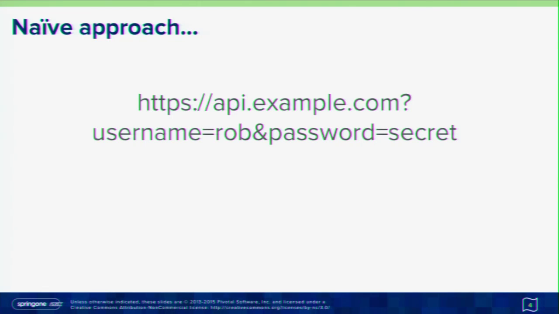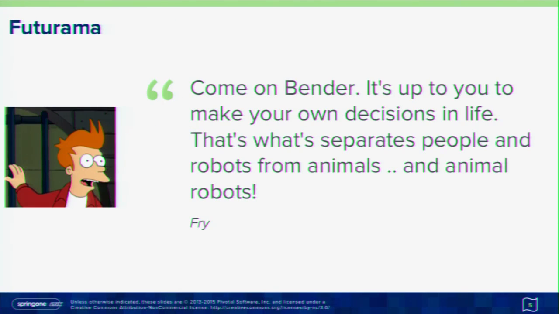"Yep." And Fry responds with something rather intelligent, especially for Fry. He says, come on, Bender, it's up to you to make your own decisions in life. That's what separates people and robots from animals and animal robots. So I urge you, don't be an animal robot. Think for yourself. Again, I know it sounds like you don't want to do this, but think for yourself.